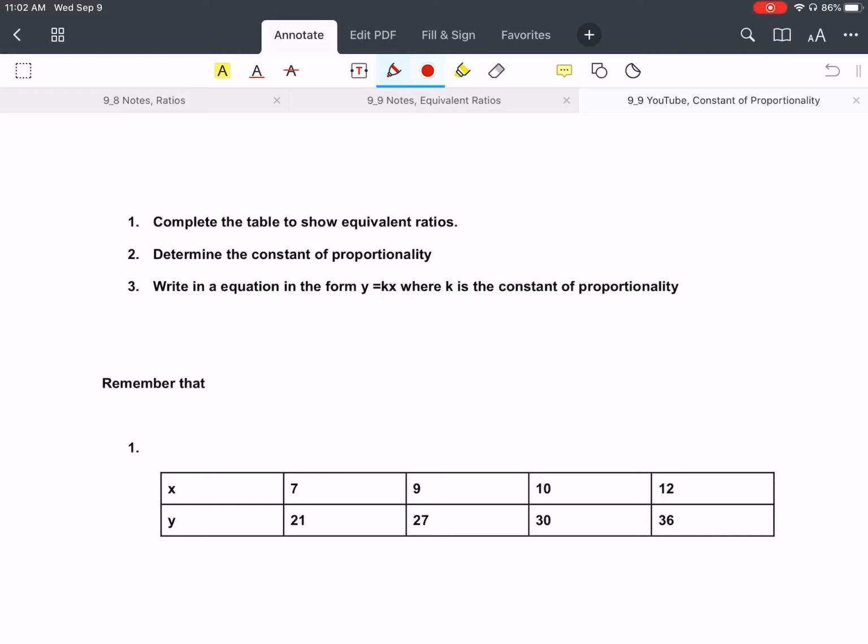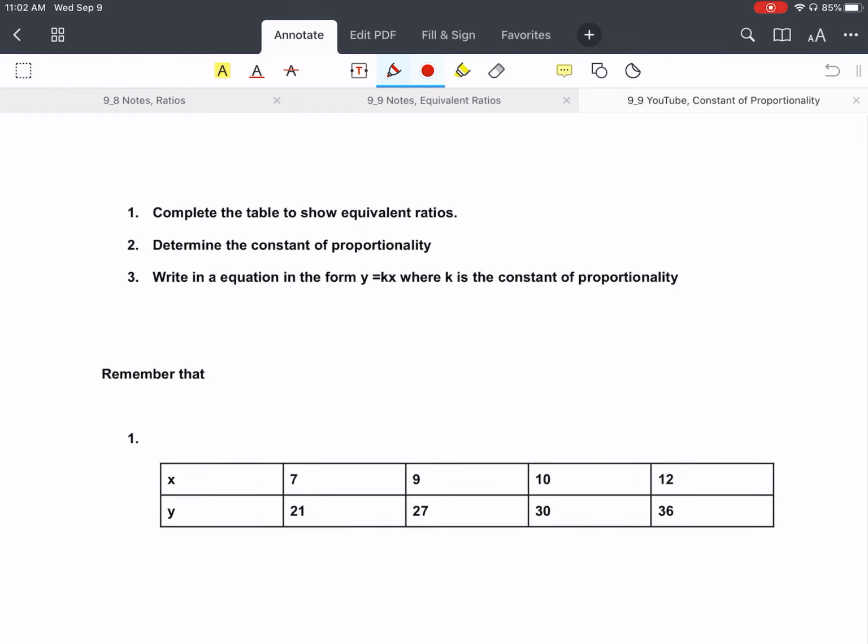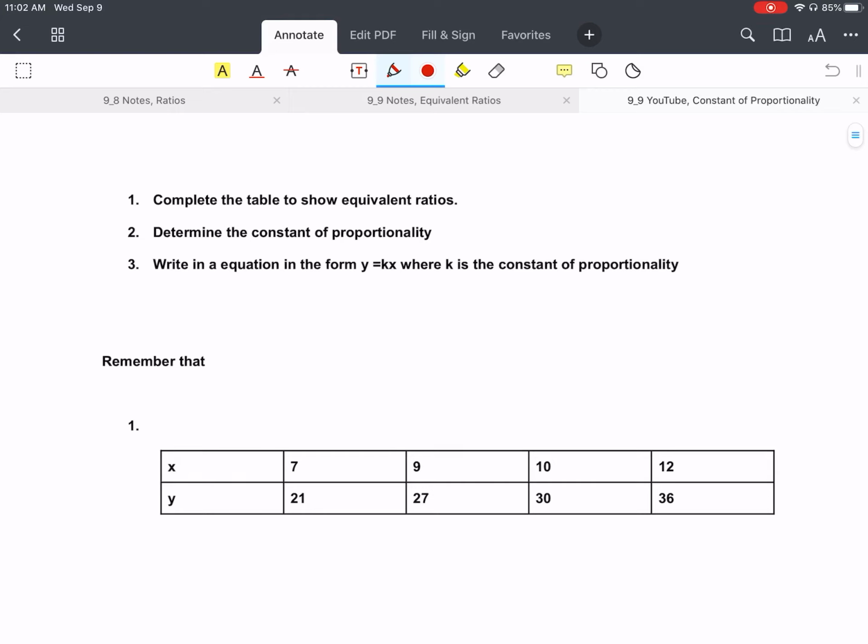All right, 7th grade, we're going to go through a few example problems to help you with your homework tonight. So for all your problems, we have 3 steps. Step 1, you need to fill out the table if it's not completed for you. Step 2, you're going to figure out the constant of proportionality, which is k. And then step 3, write an equation in the form y equals k times x, where k is equal to the constant of proportionality.